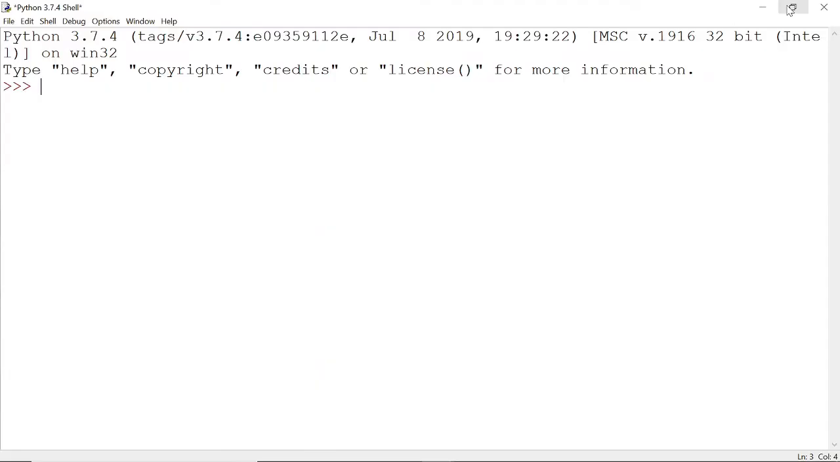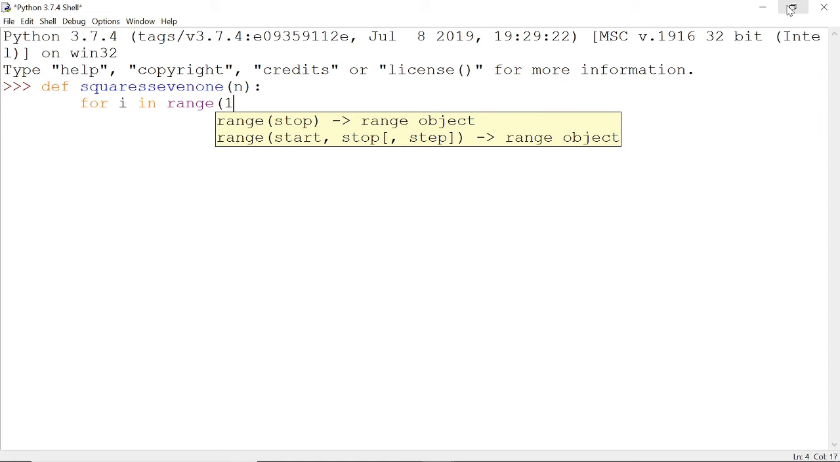So I need to start by defining my function. Def to define my function. And I need to give it its name, squares7one, because I'm looking for square numbers that are one more than a multiple of 7. And I need to tell it to expect to have one value, n, being inputted into it. Now, I want to go all the way up to and including n. So for i in range 1, n plus 1.